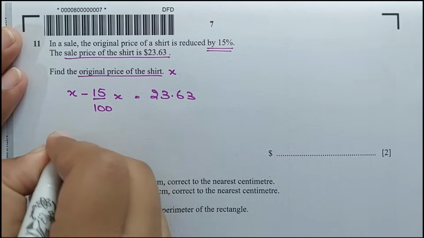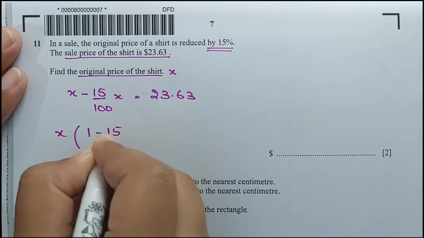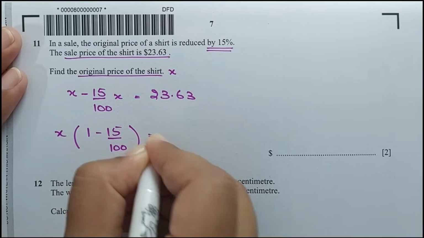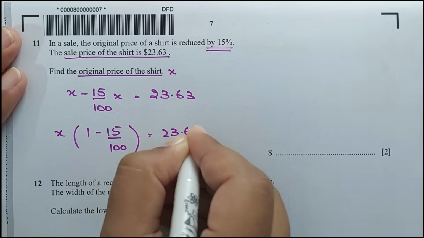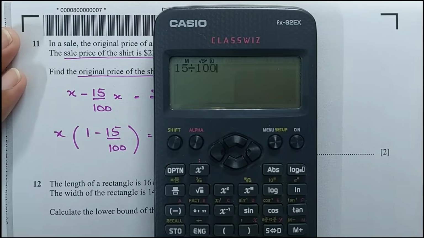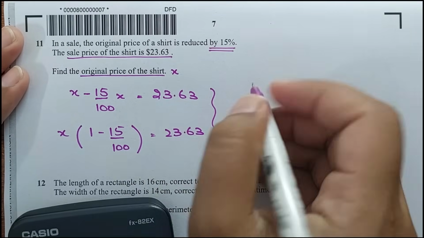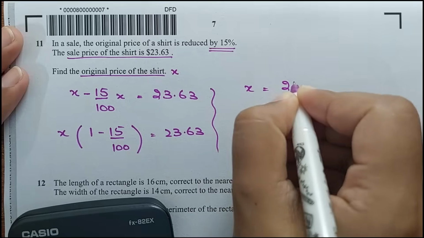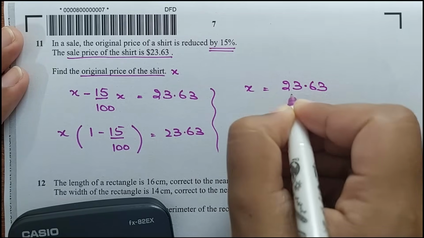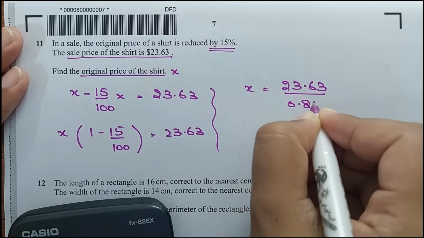Let me solve for X. This is X times 1 minus 15 over 100, and this is equals to $23.63. Okay, so what is 15 over 100? And 1 subtract answer. That is 0.85. Okay, so what is X? X is 23.63 divided by 0.85.